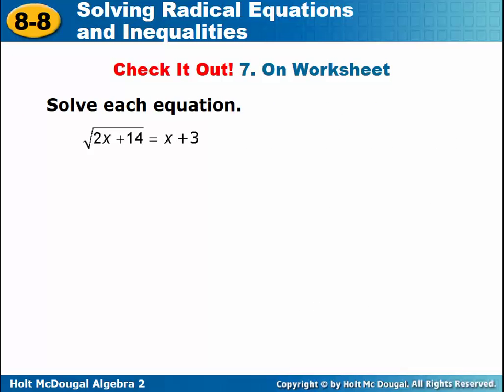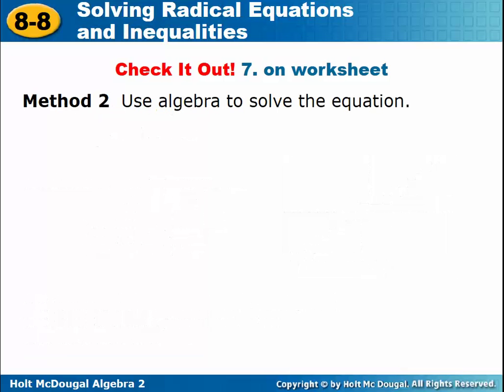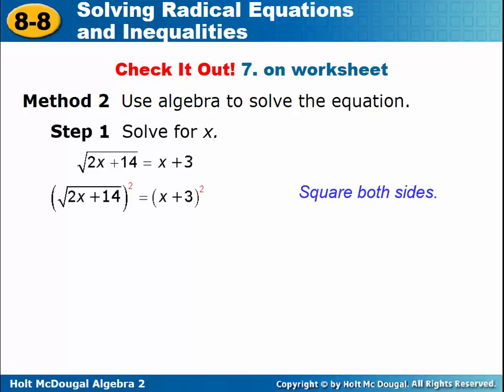All right, here's an example from your worksheet. So we're going to start by squaring both sides. And I'm going to just go right to the algebra one. Square both sides, and you get 2x plus 14 equals x plus 3 squared. That means x plus 3 times x plus 3.